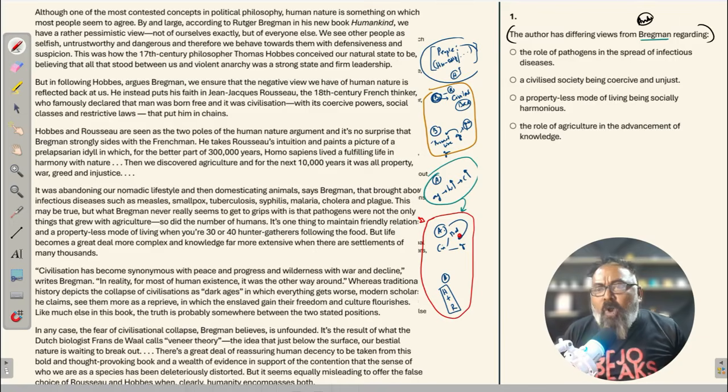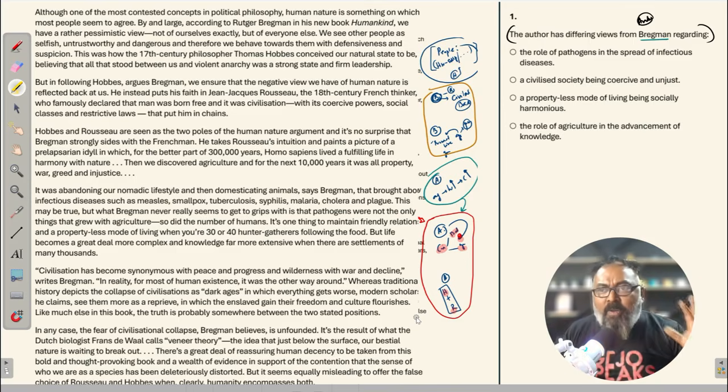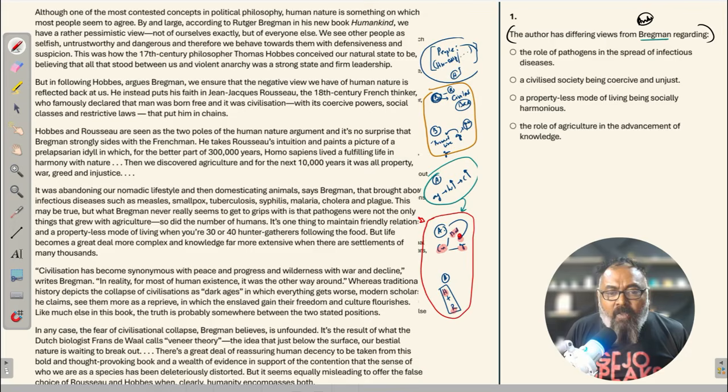Where is the problem? The author is basically saying that civilization is neither good nor bad. It's in the middle. The author differs, saying that Hobbes and Rousseau are not separate things; both are important. Okay. The role of pathogens in spreading infectious diseases is something that the author concedes. That's a concession, right? The author says this may be true.